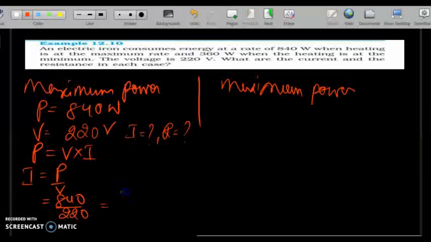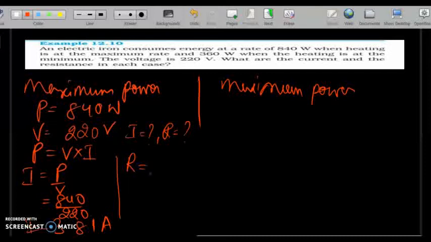That's 3.81 ampere. Okay, that's good. Now, what is the resistance? So I'll write this here, I equal to 3.81 ampere. Now let me calculate the resistance.